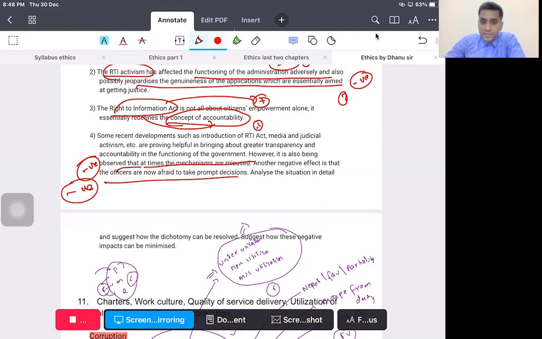Analyze the situation in detail and how can you resolve the dichotomy? That is, how can you overcome this ethical dilemma or this dualness? I said go for transparency. In maximum cases, make transparency a norm. Then you can solve these types of problems. Suggest how these negative impacts can be minimized.